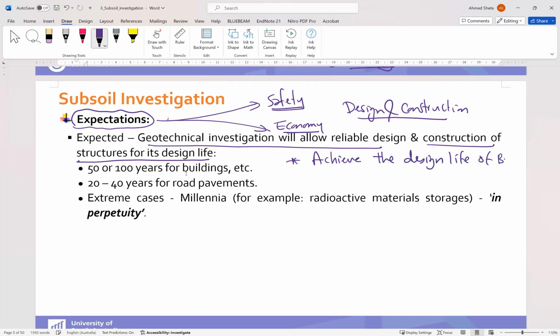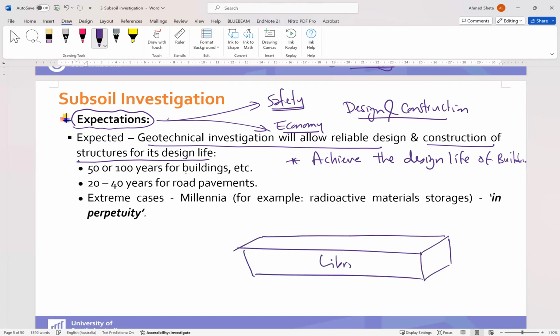Because if you have an important building, for example a library, hospital, or any important building, you are designing as you do in the superstructure component. You are designing beams, rafters, and so on, and all of that will be supported by the foundation underneath. So you need to make sure, using the subsoil investigation, that this foundation design or this construction is safe and economic.